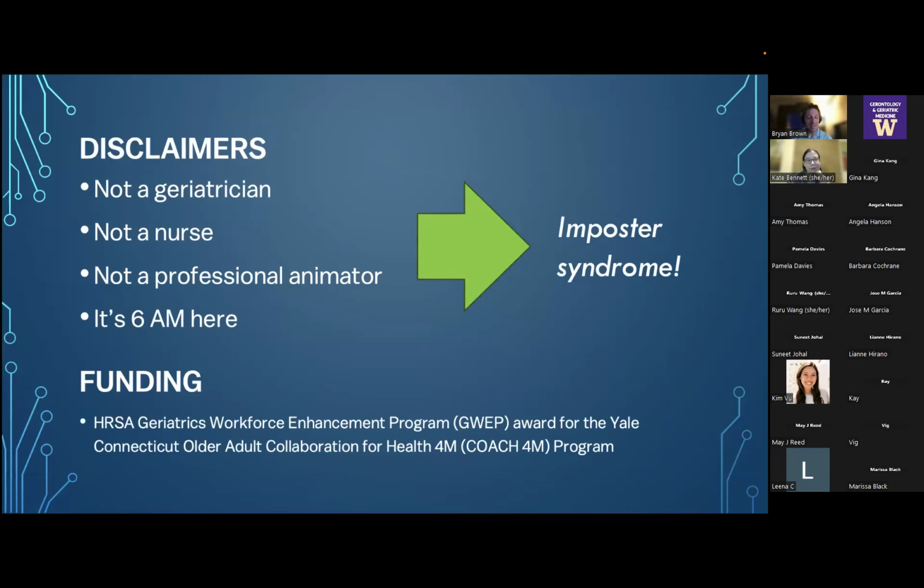As far as funding, no major conflicts of interest, but some of the work you're going to hear about today was sponsored by a HRSA GWEP grant that I was a part of when I was at Yale.